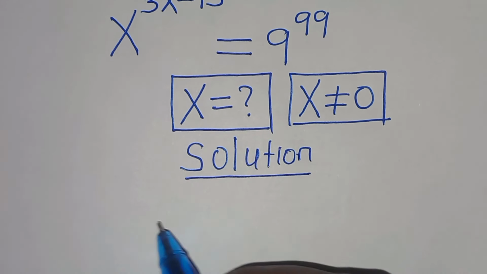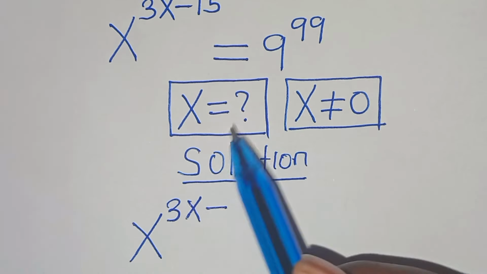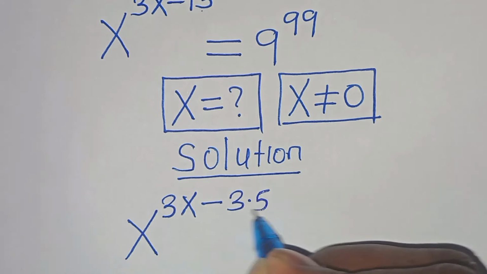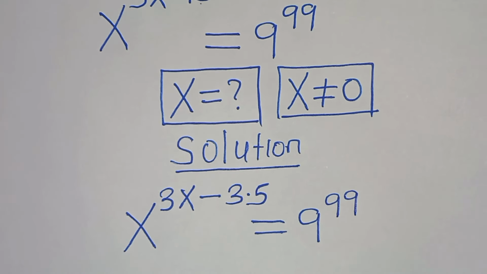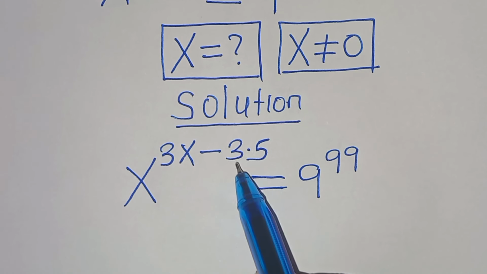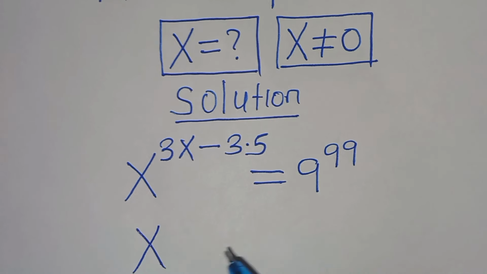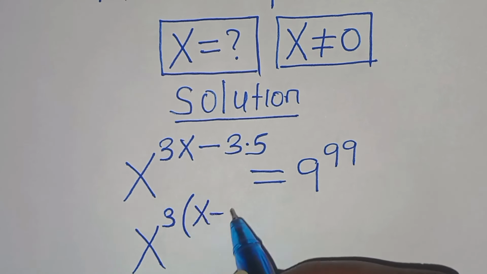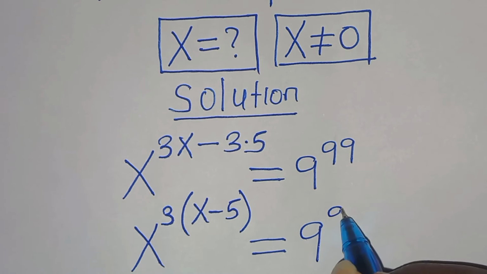Now, we have x to the power of 3x subtract 15. We can express 15 as 3 multiplied by 5. This is equal to 9 to the power of 99. The next step is that we have x to the power of 3x minus 3 times 5. So 3 is common here. We can factor out 3 so that we have 3 into the parenthesis. This is x minus 5. Then this is equal to 9 to the power of 99.